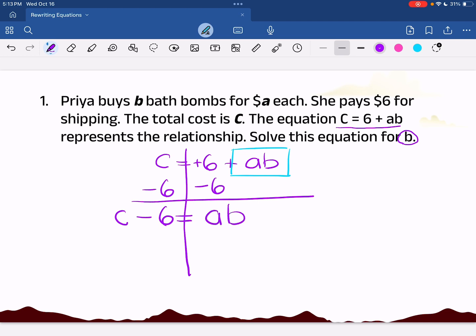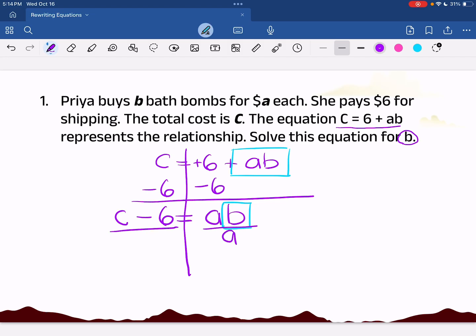and that's equal to A times B. Okay, so when A and B are right next to each other, there is multiplication in between them. In order to get this B by itself, since they are attached to each other, I am going to undo the multiplication by dividing.